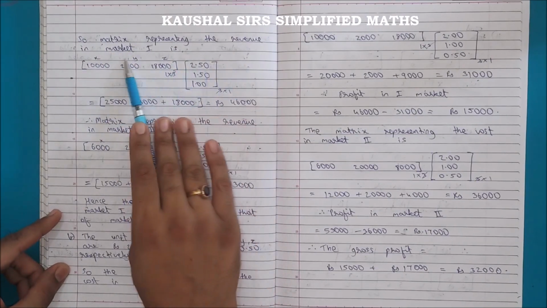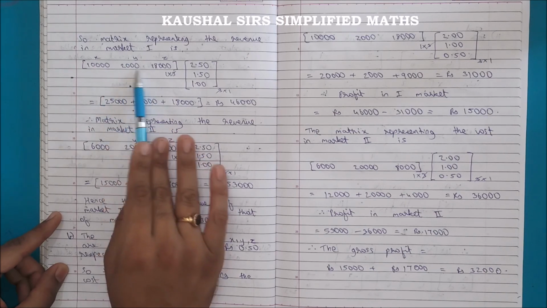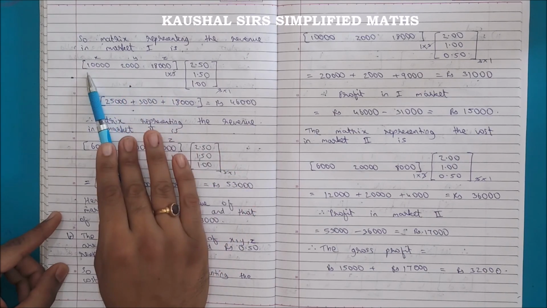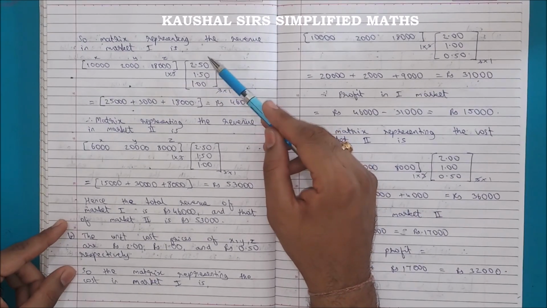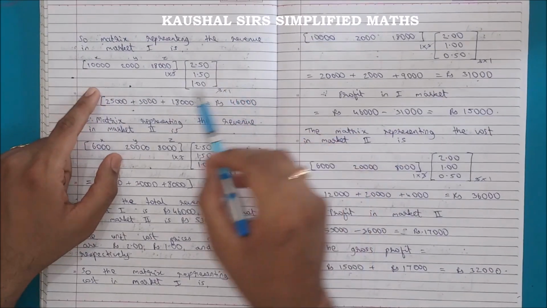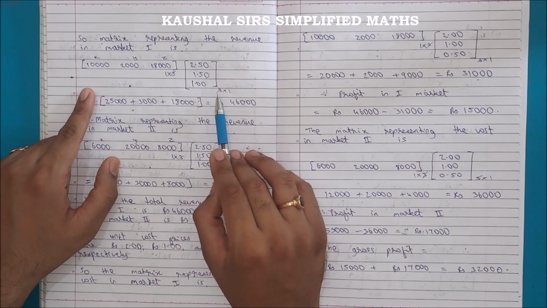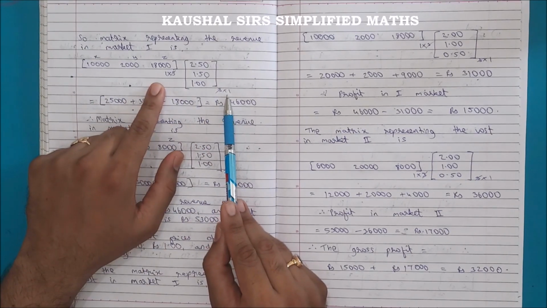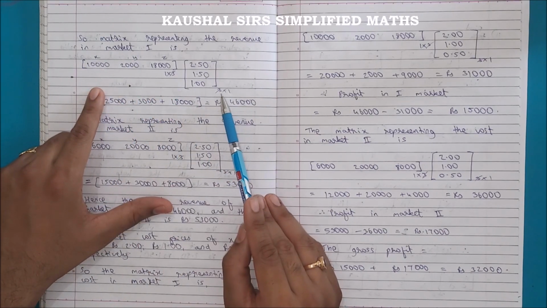So the matrix representing the revenue in market 1 is, here, the products x, y, z. This is the matrix representing the products and this is the matrix representing the selling price of 1 unit. Okay, so if we are choosing the order 1 by 3 for this, then the other has to be 3 by 1, so that the result is a matrix of the order 1 by 1.